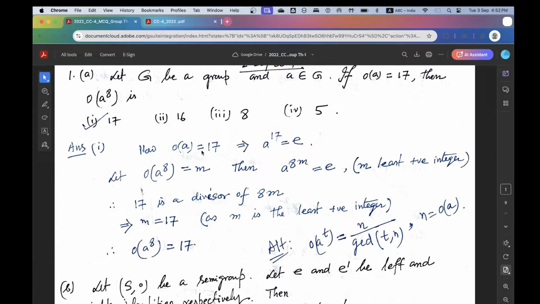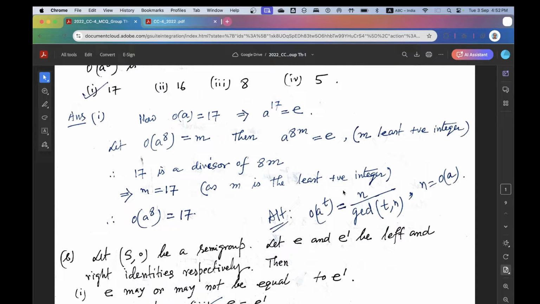Now order of a equal to 17, hence a to the power 17 equal to e. 17 is prime. Let order of a to the power 8 equal to m, then a to the power 8m equal to e. m is the least positive integer. Therefore, 17 is a divisor of 8m. This implies m equal to 17 as m is the least positive integer. Hence, order of a to the power 8 equal to 17.